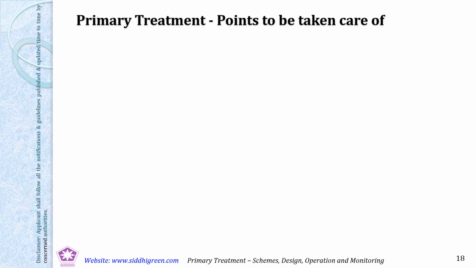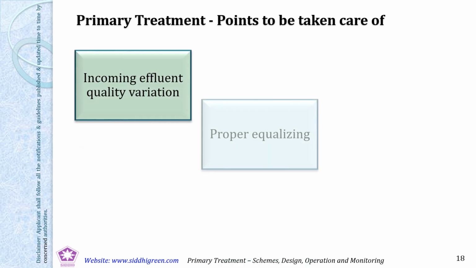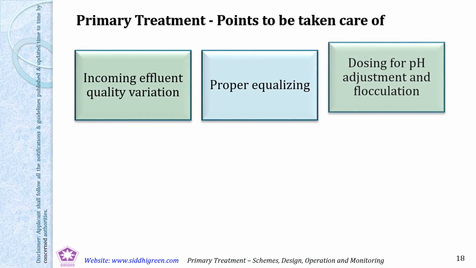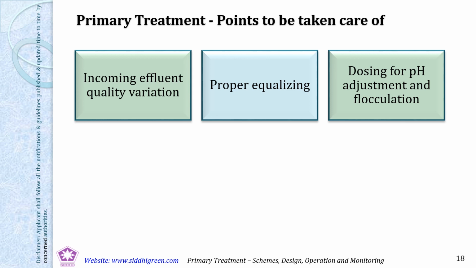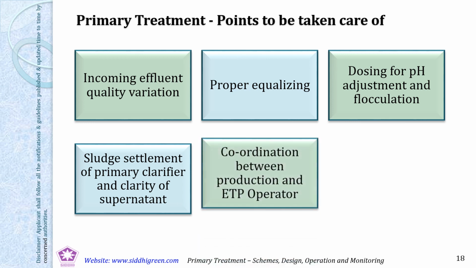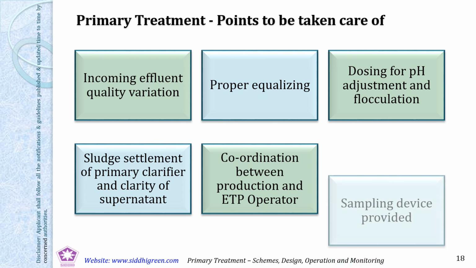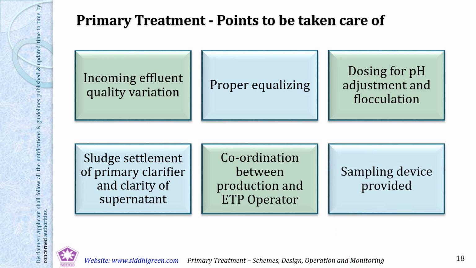Some of the foremost points to be taken care of for managing and monitoring primary treatment are intermittent effluent quality variation, proper equalizing, dosing for pH adjustment and flocculation, sludge settlement of primary clarifier and clarity of supernatant, coordination between production and ETP operator, sampling device provided.